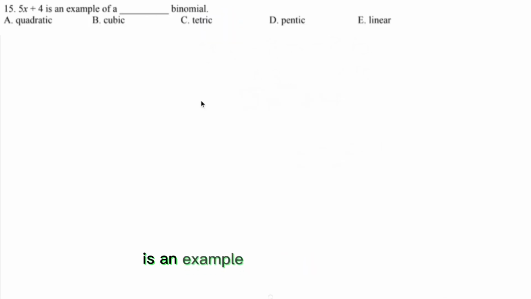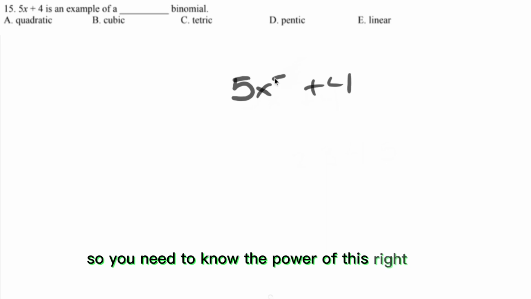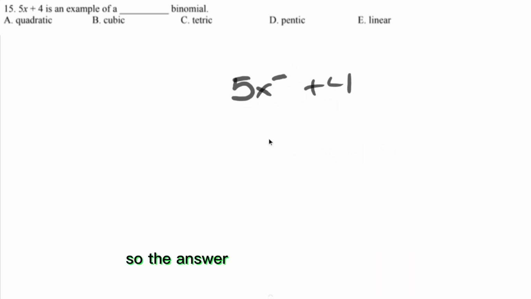15. 5x plus 4 is an example of a blank binomial. So 5x plus 4. So the way you solve this is another math theory problem. So you need to know the power of this right here. So the answer choices are A, quadratic, that means to the power of 2. It's not to the power of 2, so it's not that. B, cubic, it's not to the power of 3, so it's not that.